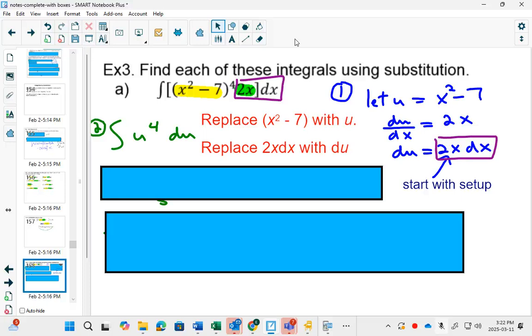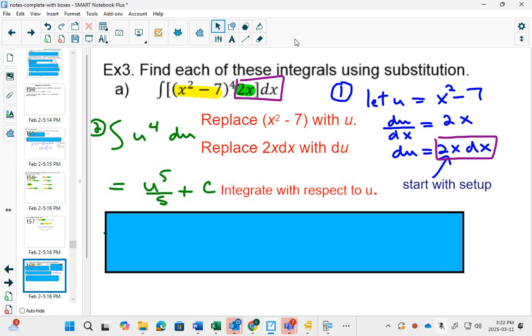How do we do this one? Add 1 to the exponent and divide, plus c. And then if you want to, which we do, we substitute that.